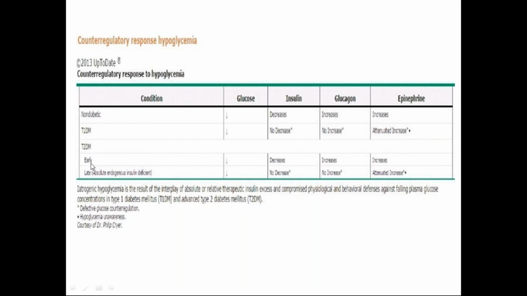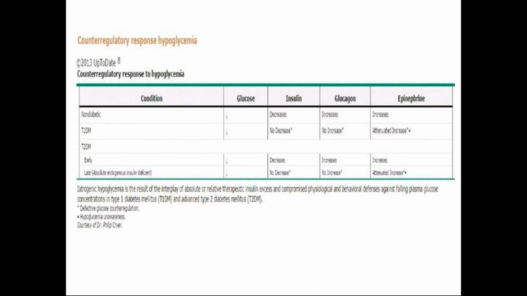In type 2 diabetes, we have seen the spectrum, right? Early and late. In the early stages, it will be similar to that of non-diabetics: insulin decreases, glucagon increases, and epinephrine increases. Whereas in the late stage, that is the absolute endogenous insulin deficiency where type 2 diabetes becomes insulin dependent, it is the same as in type 1 diabetics. There is no insulin production and no increased glucagon production. There is just an increase in epinephrine.